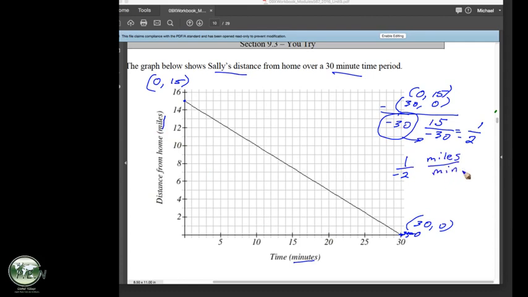So if you're going 1 mile every 2 minutes, how fast are you going in miles per hour? 30? Good. It's a good call, because 60 miles per hour, 60 is a mile a minute. So 1 mile every 2 minutes would be 30. You can do a conversion.